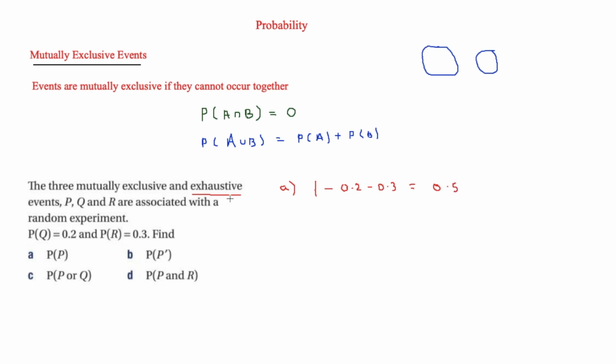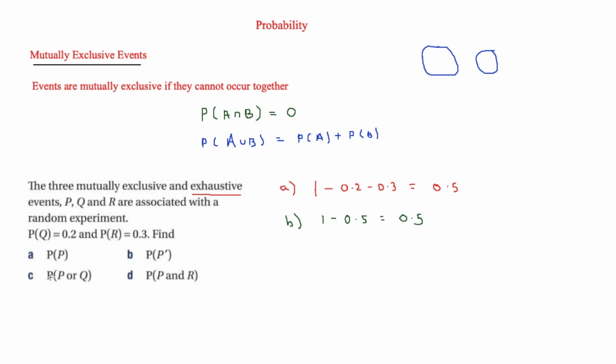The next one is asking us, what is the probability that it is not P? This notation means not P. So again, we have a probability of P is 0.5, so the probability that it is not P is going to be 1 minus 0.5, which is just equal to 0.5 again. So the probability that it is P is 0.5, the probability that it is not P is also 0.5.